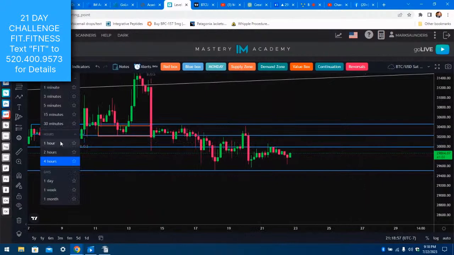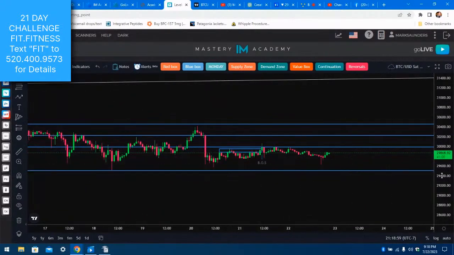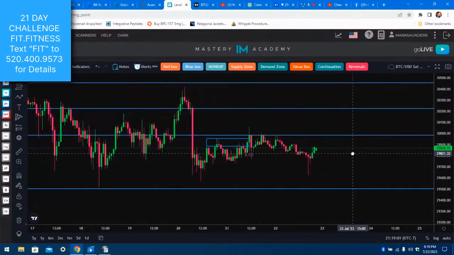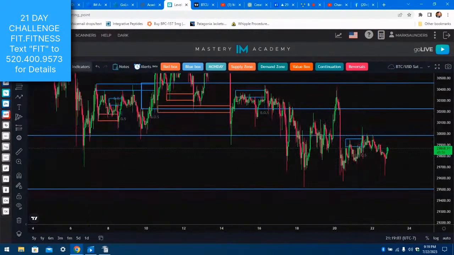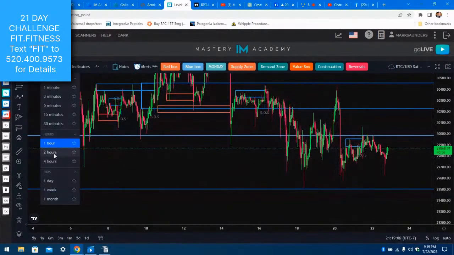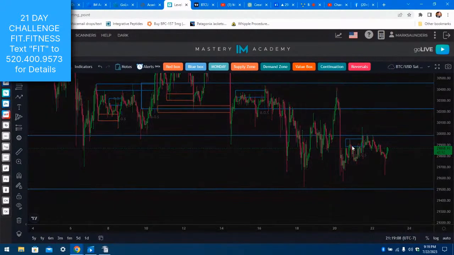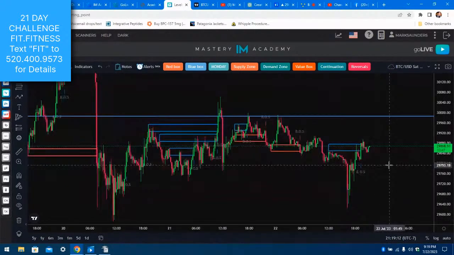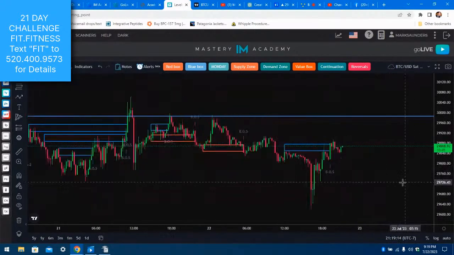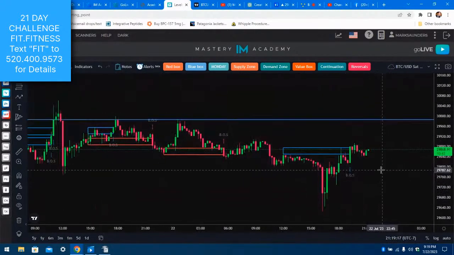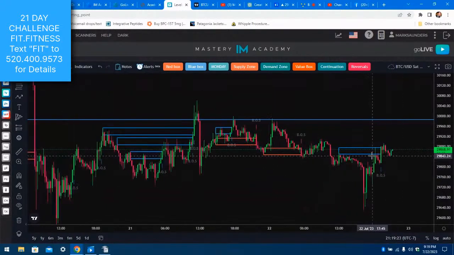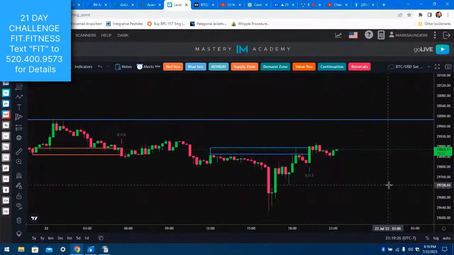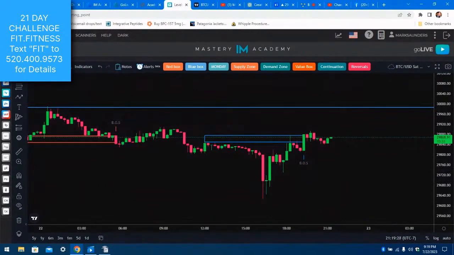But let's see, we're going to find out what happens. Just for fun, let's go all the way down to the 15-minute time frame. See how it gets really choppy. The smaller the time frames we go, the choppier it gets. Lots of little zones. The market just goes all kinds of places.